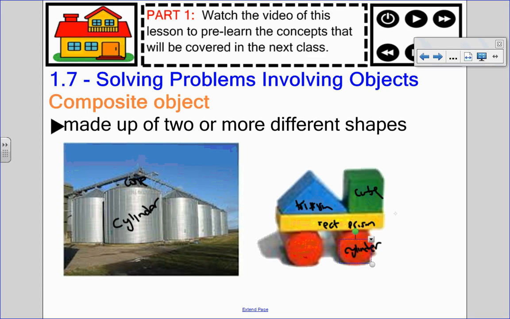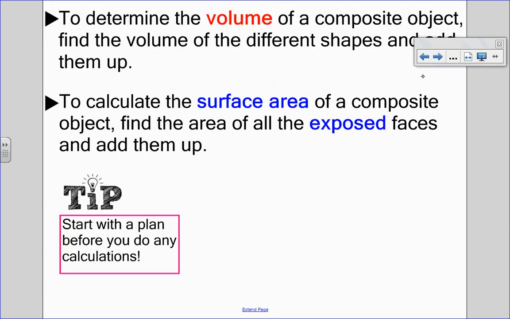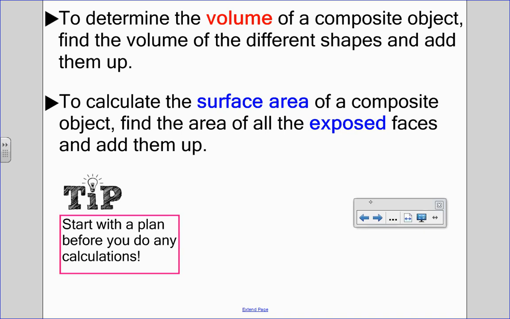So when I'm looking at composite shapes, I'm going to be figuring out the volume and surface area. I need to combine them together. So let's try an example and we'll look at volume first. To find the volume of a composite object, find the volume of all the different shapes and add them up. To find the surface area, however, you want to look at all of the exposed faces. So sometimes we might just be looking at lateral areas or just the area of a base, and then you add those up. My tip to you is to start with a plan before you do any calculations. It gives you focus for the question.